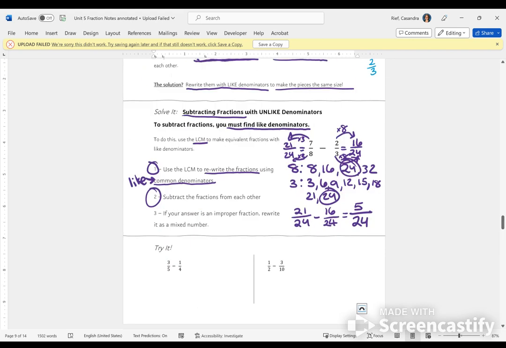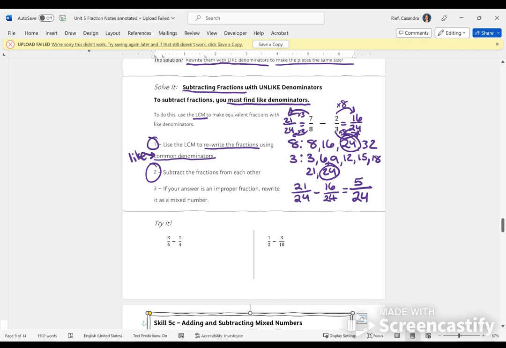Step 3 asks me, if your answer is an improper fraction, rewrite it as a mixed number. The reason I left that there for subtraction will become clear to you, hopefully, in the next lesson. When I'm subtracting, I don't usually end up with an improper fraction, but it's always good to check. Sometimes that can just help us spot errors, but also it just helps you not forget to do that. All right, there's my answer, 5/24.